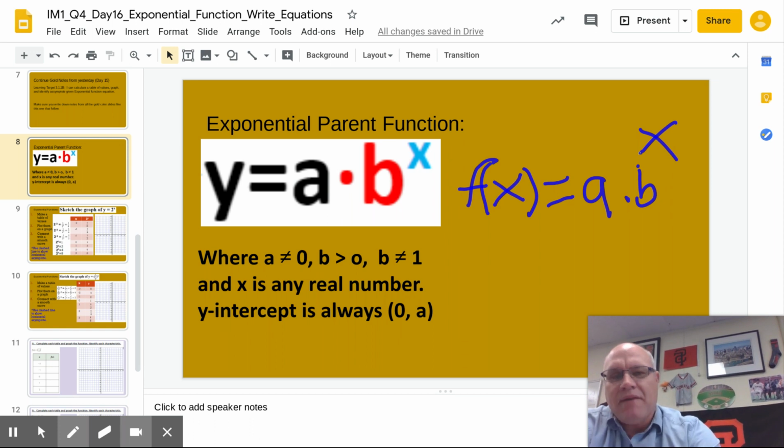All right. And then the other thing to remember is the a value itself tells us the y-intercept, especially when we're graphing. It's a nice reference point for us that the a value is the y-intercept. So it's always (0, a), and you'll see that when we graph a couple today.